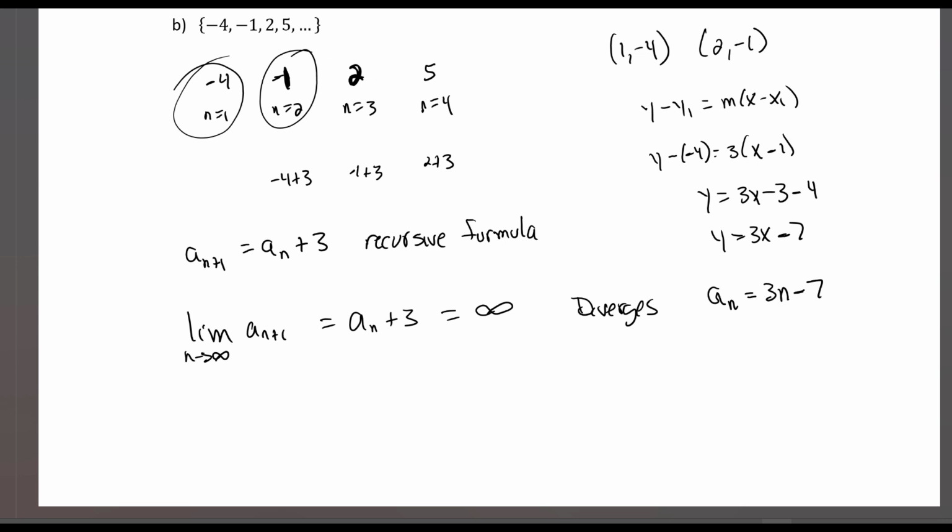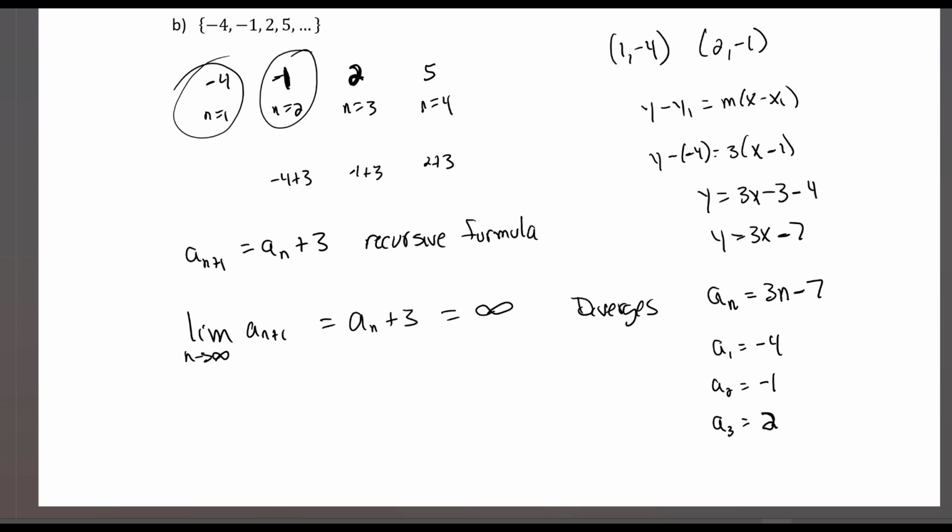So if I plug in n equals 1 into this formula, I'm going to get 3 times 1 minus 7, which is negative 4, and that is the first term in our sequence. If I plug 2 into this formula, 3 times 2 is 6, minus 7 is negative 1. That's the next term in my sequence. If I plug n equals 3 into that formula, 3 times 3 is 9, minus 7 is 2. That's the third term in my sequence, so on and so forth.